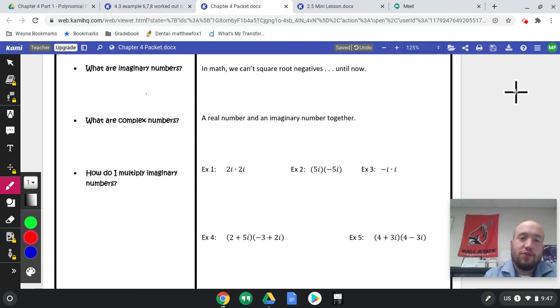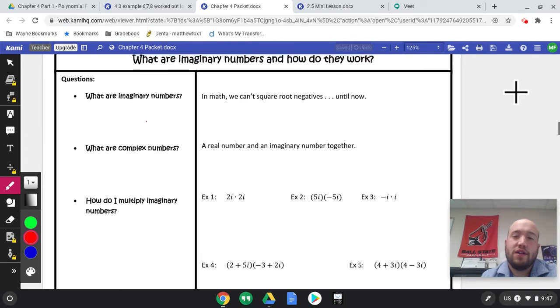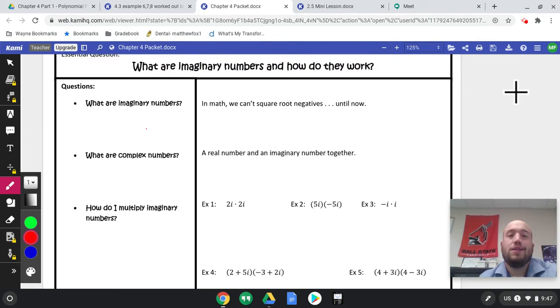All right, Giants, welcome back to Pre-Calc, and today we are going to talk about imaginary numbers. Now, we've alluded to these several times. Many of you were exposed to them last year in Algebra 2.